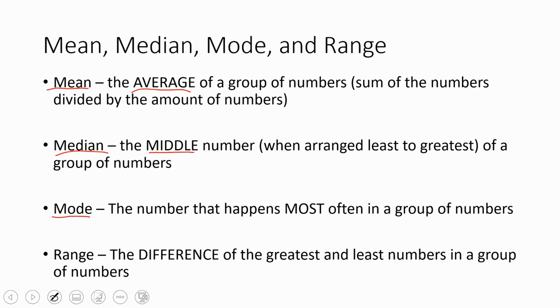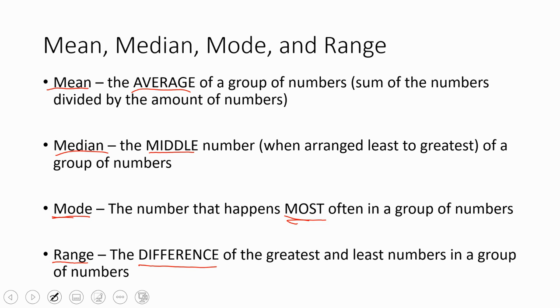The mode is the one that happens most often. Okay, so the MO and MO. So mode and most, the number that happens most often in a group of numbers. And then lastly is the range. Okay, so the range is going to refer to the difference. So you're going to subtract the biggest number minus the smallest number.